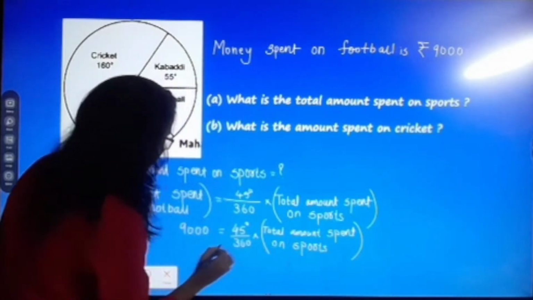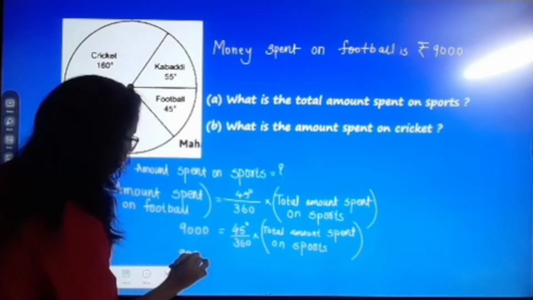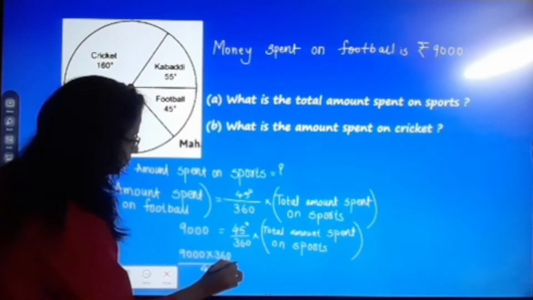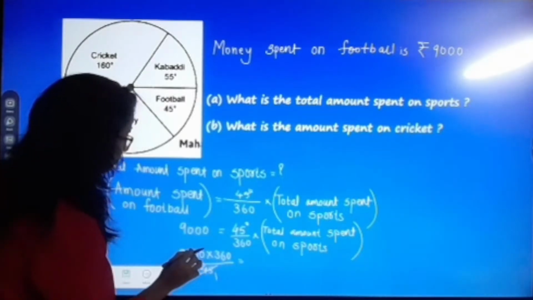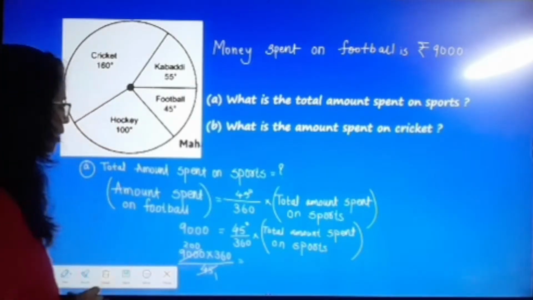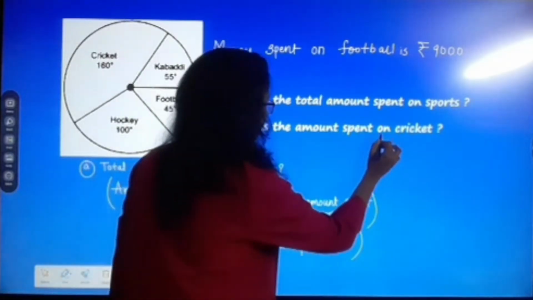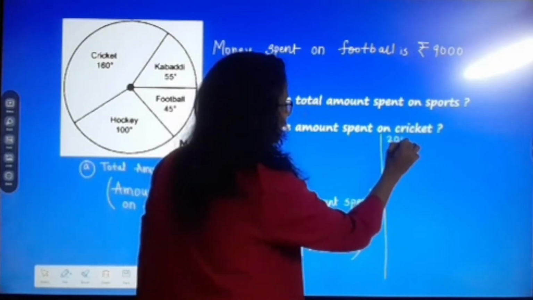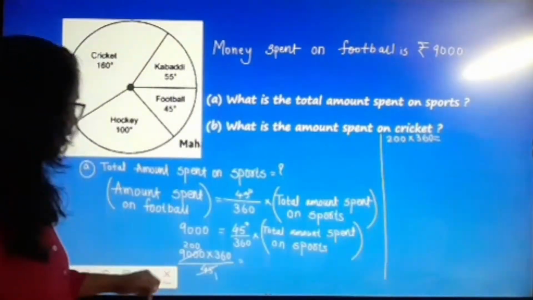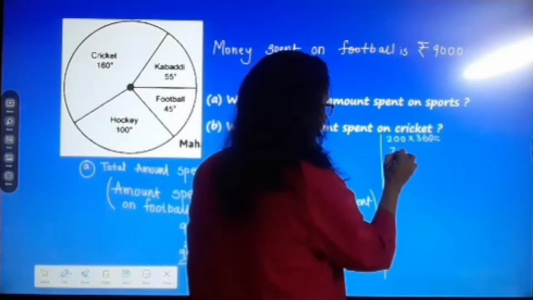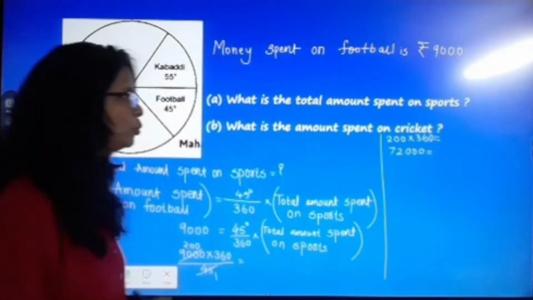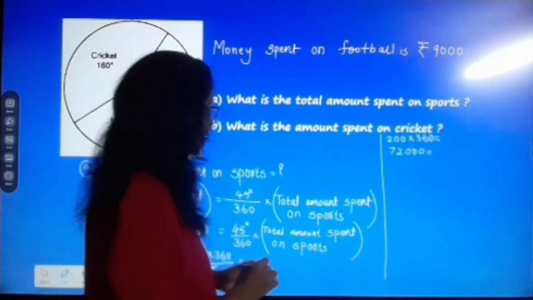Okay, and then here 9,000 multiplied by 360 divided by 45. 45 ones are 45, 45 twos are 90, then here 10. So now here 200 into 360, that is equal to 200 into 360. Okay students, 36 twos are 72, and then three zeros, so that means 72,000. Okay, 72,000. So I write down the final answer.